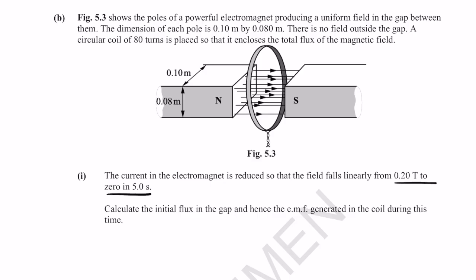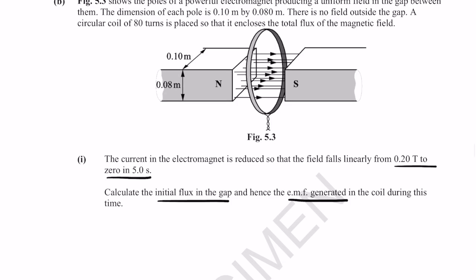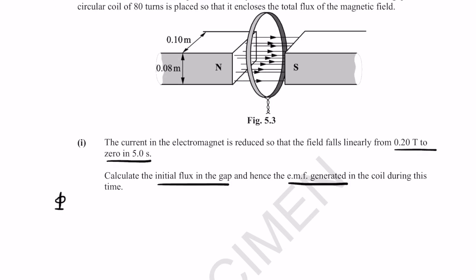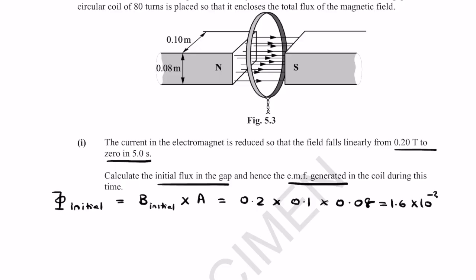Calculate the initial flux in the gap and hence the EMF generated in the coil during this time. Okay, so let's talk about the initial flux first. Initial flux is basically phi, and that's just related to the initial magnetic field strength or magnetic flux density times the cross-sectional area. So it's simply 0.2 times the cross-sectional area, which is 0.1 times 0.08. That gives me 1.6 times 10 to the minus 3 Weber.